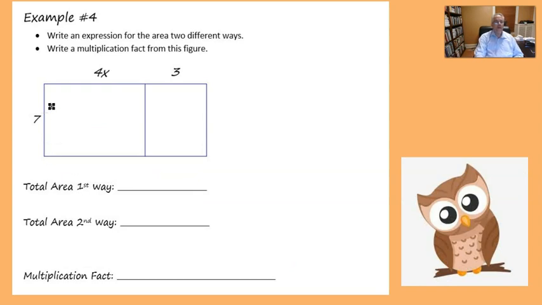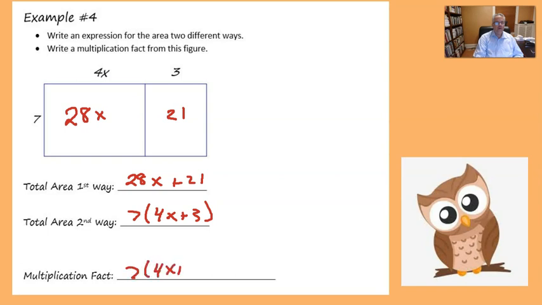Okay, so the area the first way, 7 times 4x. Well, 7 times 4 is 28, and then still times x, so 28x. 7 times 3 is 21. So if we add these together, we get 28x plus 21. The other way would be to take the width times the total length, 4x plus 3. These two expressions have to be equal. So 7 times the quantity 4x plus 3 had better be equal to 28x plus 21. And it is.